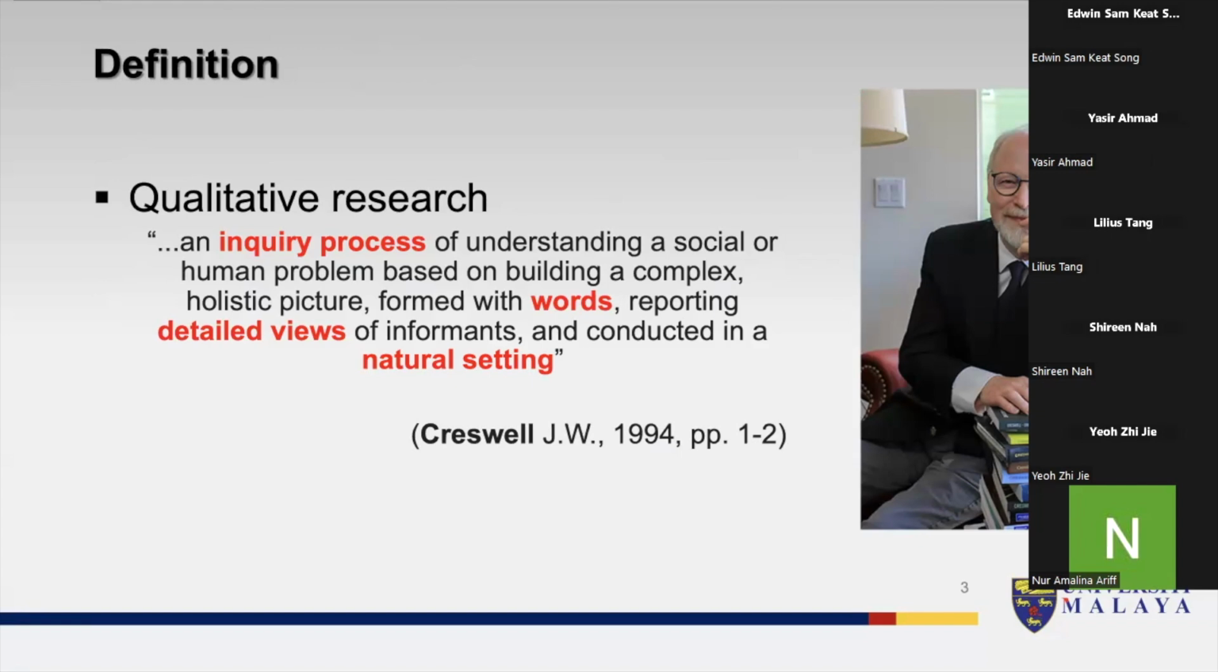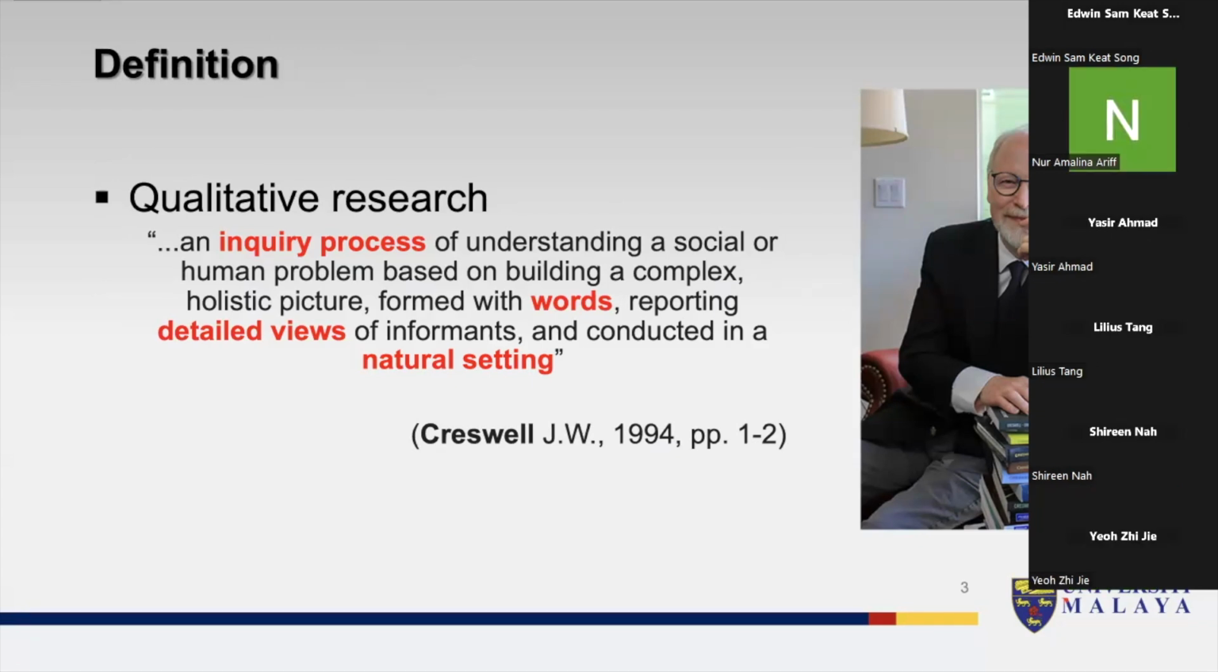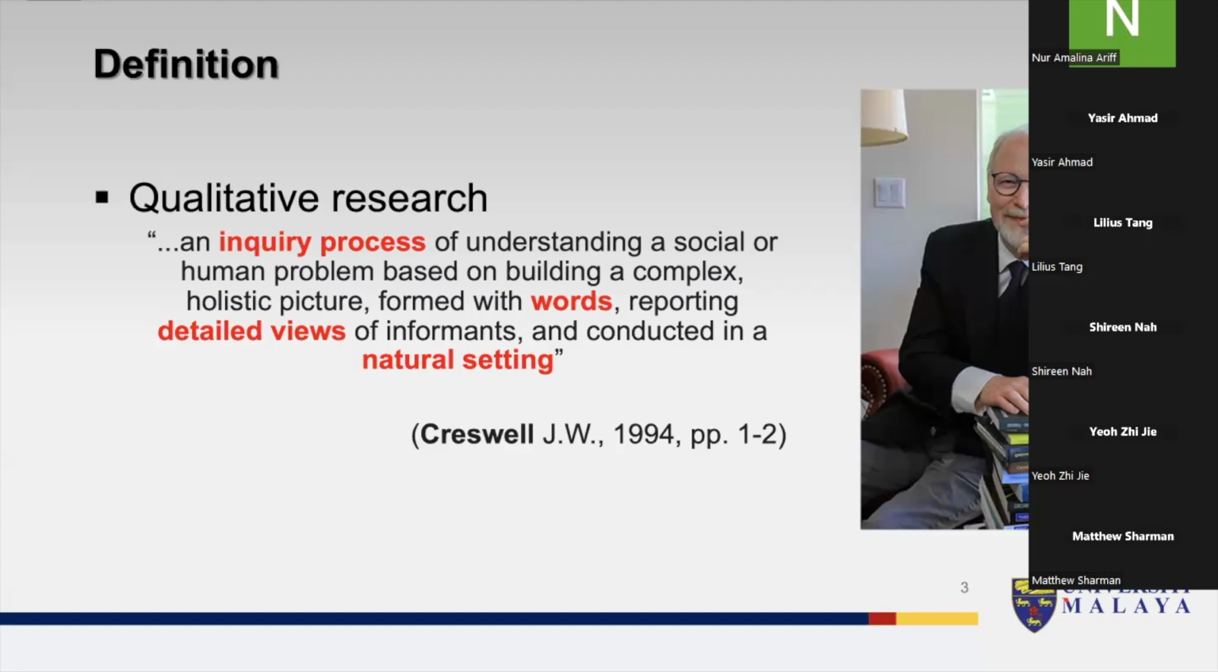According to John Creswell, qualitative research is an inquiry process of understanding a social or human problem, based on building a complex holistic picture formed with words, reporting detailed views of informants, and conducted in a natural setting. So there are a few keywords there. It's an inquiry process, which is exploratory in nature. And the findings will be formed into words, from the detailed views of informants. Your informants could be patients, participants, maybe clinicians, and it's conducted in natural settings. So nothing is controlled in qualitative research.